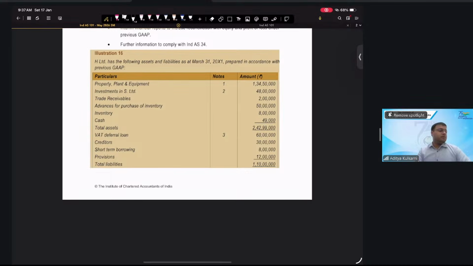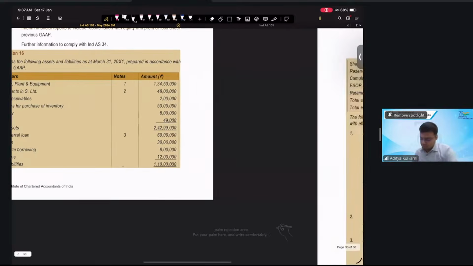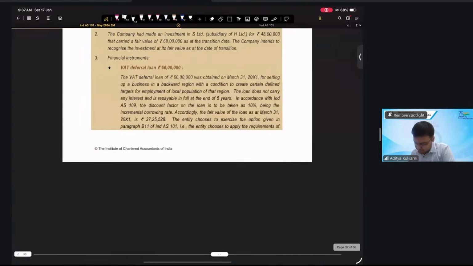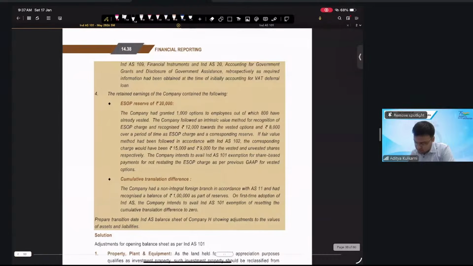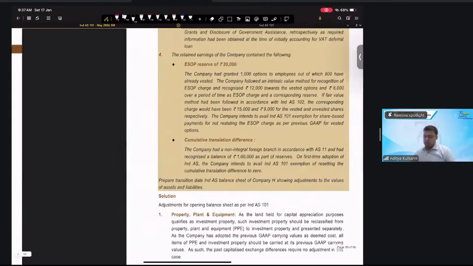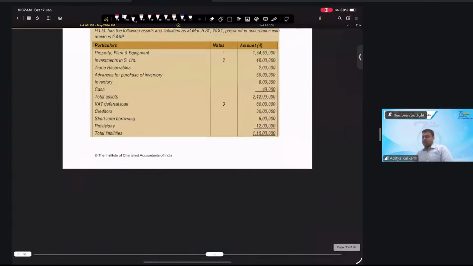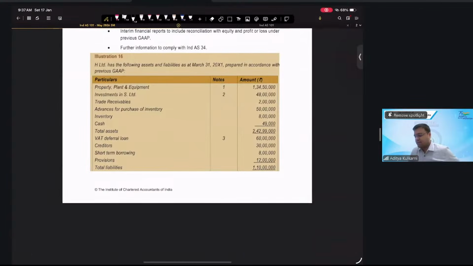Yes. Okay, fine. So with that background, I think let us come to illustration 16, which is not difficult. I think you should be able to resolve this. H Limited has the following assets and liabilities at 31st March 20X1 prepared in accordance with previous GAAP. So prepared as per previous GAAP. This is non-Ind AS.